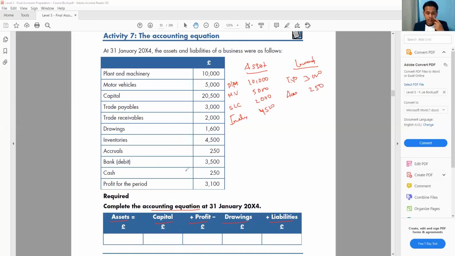Bank is the debit. So bank debit is our asset, isn't it? Then we have cash. Cash is also an asset. That is 250. And I think that's all. Okay, so let's add this up. Let's add all the assets. Can you add all of this and find how much is the asset here?